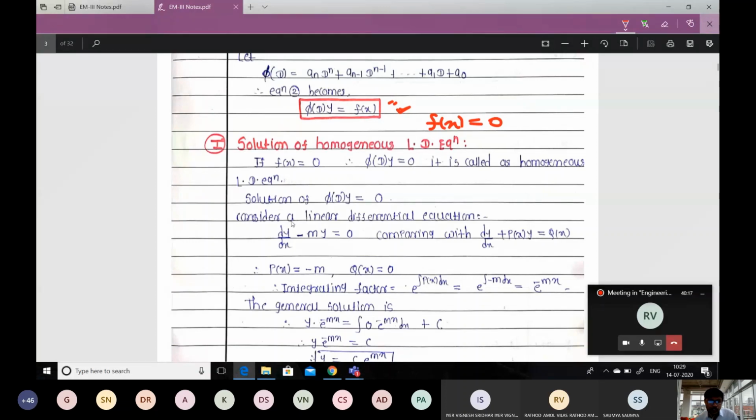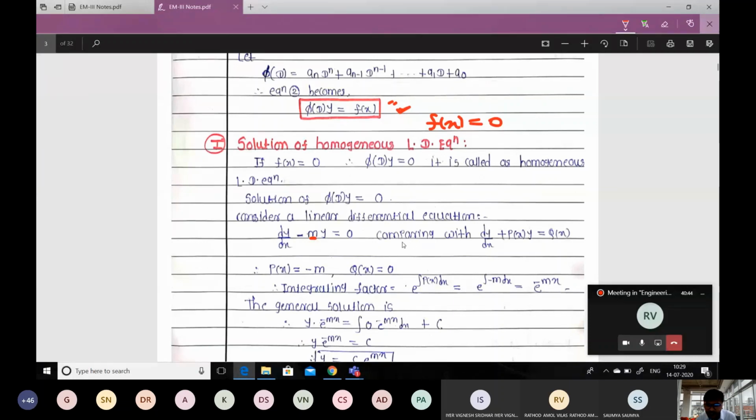Okay, as you know, you already studied linear differential equations in Engineering Mathematics 2. So let me remind you. Consider a linear differential equation. I'm considering this homogeneous linear differential equation, that's why I have taken the right hand side equal to 0. So we have dy by dx minus m times y equal to 0. What is the value of m? m is just a constant number, just a constant.